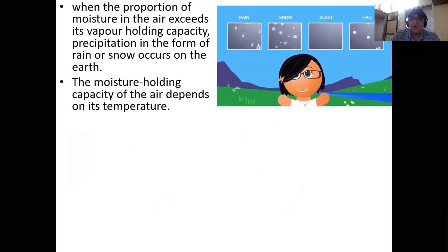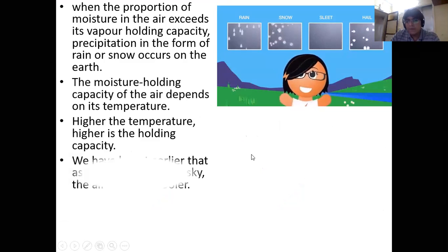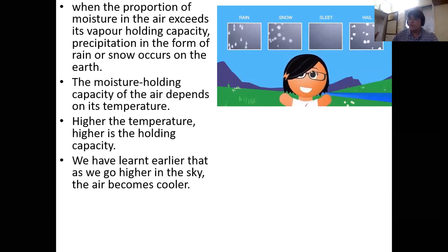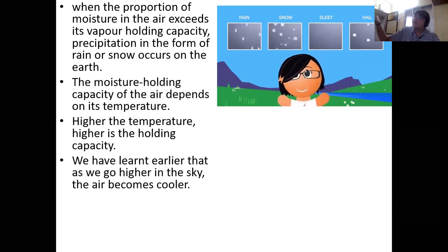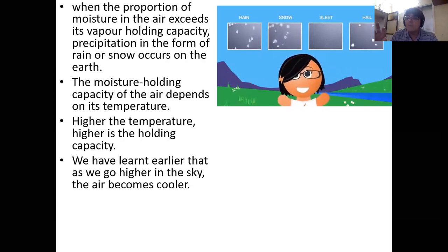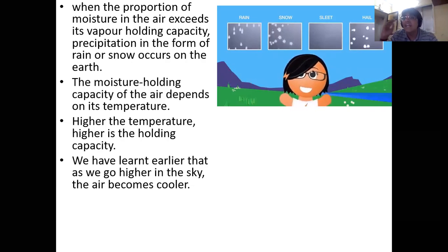The moisture holding capacity of the air depends on its what? Depends on its temperature. So higher the temperature, higher is the holding capacity. We have learned earlier that as we go higher in the sky, the air becomes cooler. Now, यहाँ पे बराबर है जमीन पे ग्राउंड लेवल पे द टेम्परेचर इज हायर, सो उसका मॉइस्चर होल्डिंग कैपेसिटी ज्यादा है. यही मॉइस्चर ऊपर गया है टुवर्ड्स व्हाट? टुवर्ड्स द क्लाउड्स. अब टुवर्ड्स द क्लाउड्स जब वो जाएगा तो ऊपर टेम्परेचर इज लेस, क्योंकि ऊपर टेम्परेचर इज लेस, उसका मॉइस्चर होल्डिंग कैपेसिटी इज लेस, एंड बिकॉज उसका मॉइस्चर होल्डिंग कैपेसिटी इज लेस, सो डेफिनेटली एट दैट पॉइंट ऑफ टाइम इट्स सैचुरेशन लेवल आ जाएगा. ओके.